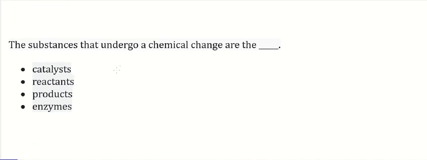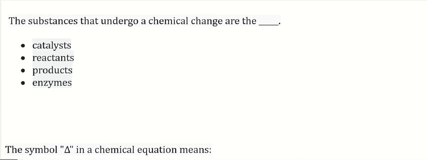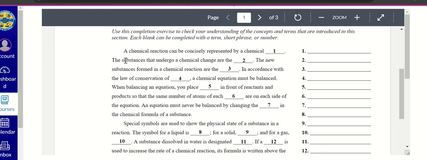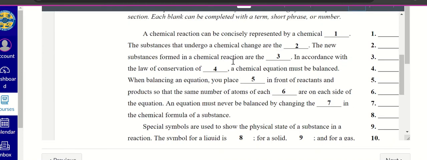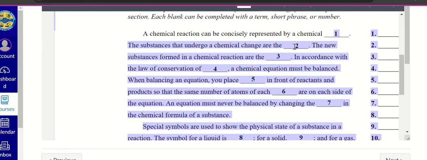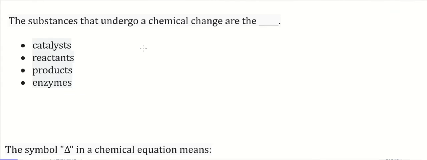All right, so if we move on and down that worksheet, it's actually the very next sentence. Let me zoom in on this. There we go. The substances that undergo a chemical change are the, and again, the answers are at the end of the worksheet. So those are going to be the reactants that undergo change. And the things that are produced are called the products. All right, so there's your answer to that question.